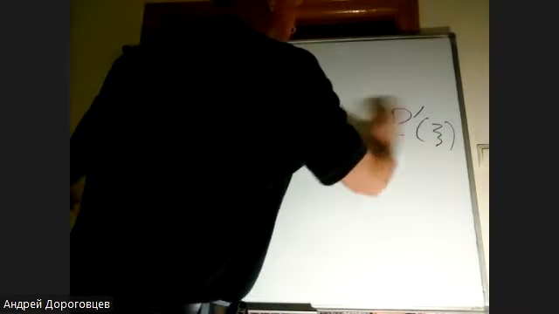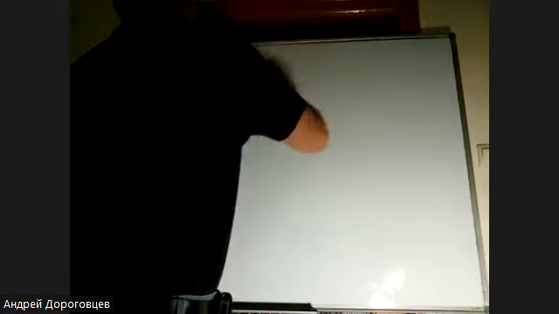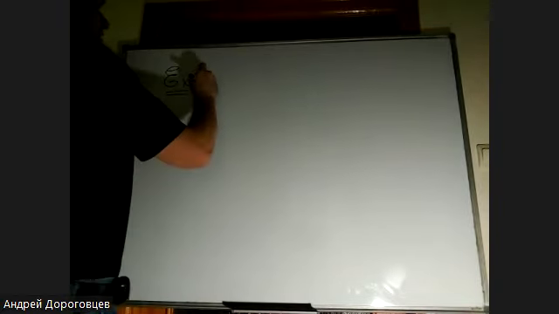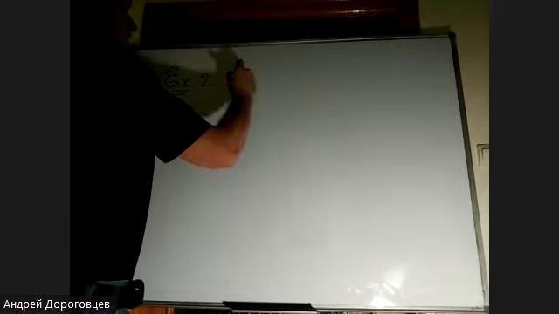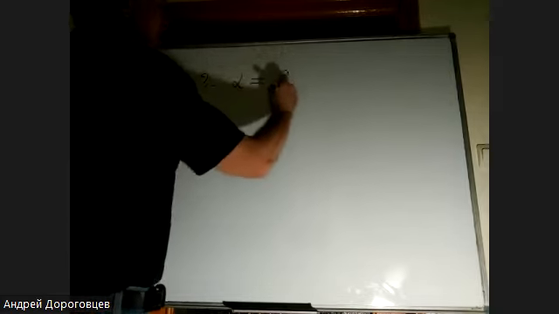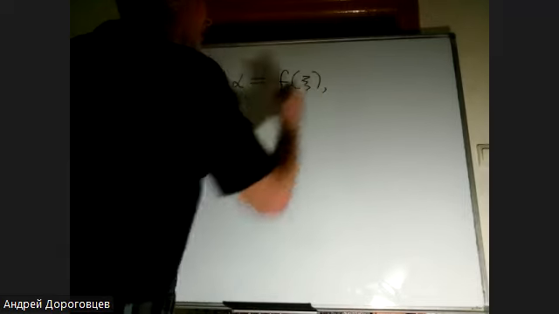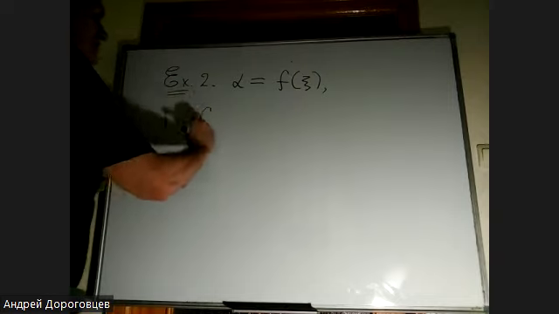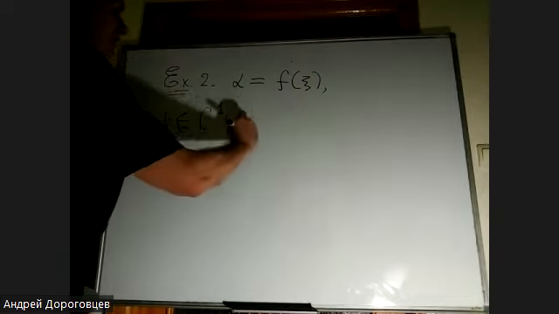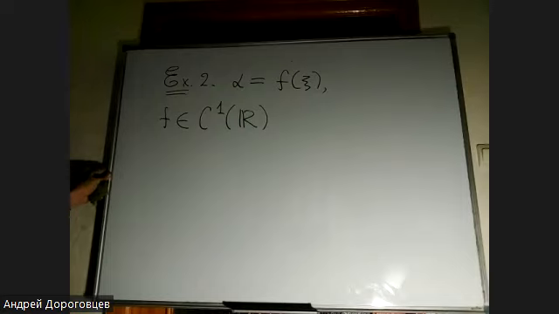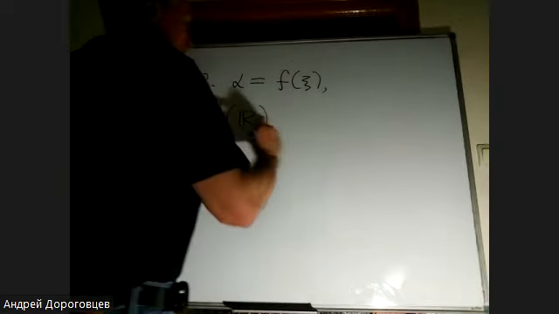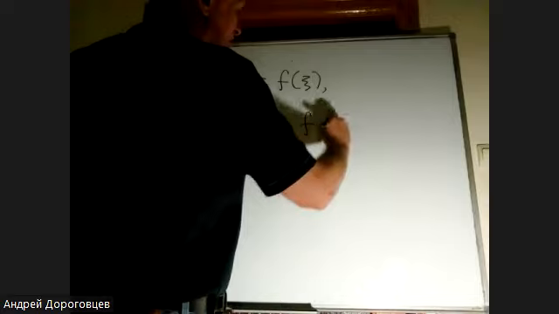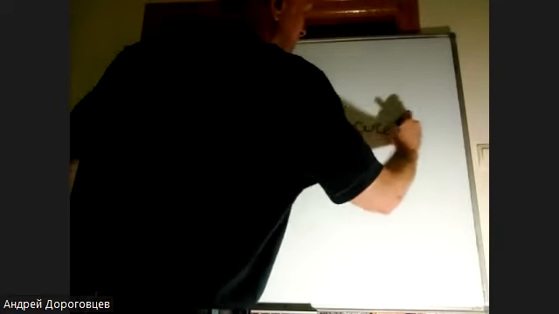Let us take a good function. So consider alpha, which is represented by f of psi, and I will suppose that f is C1 on the set of real numbers, and f and f prime are bounded.